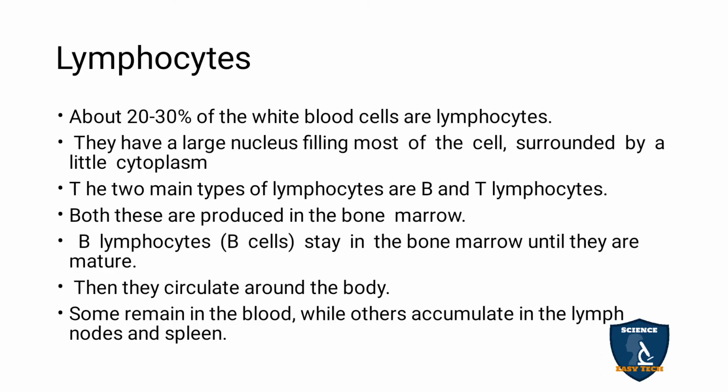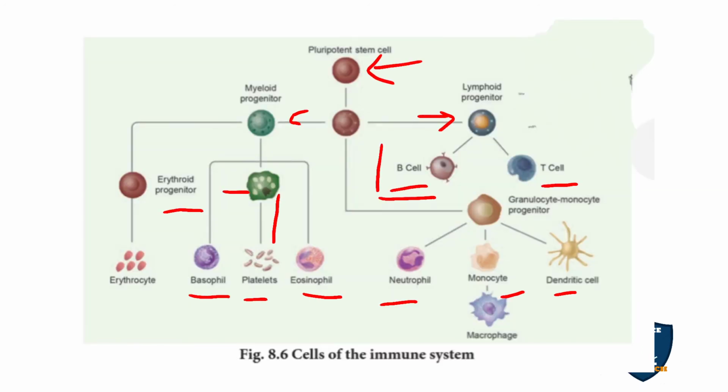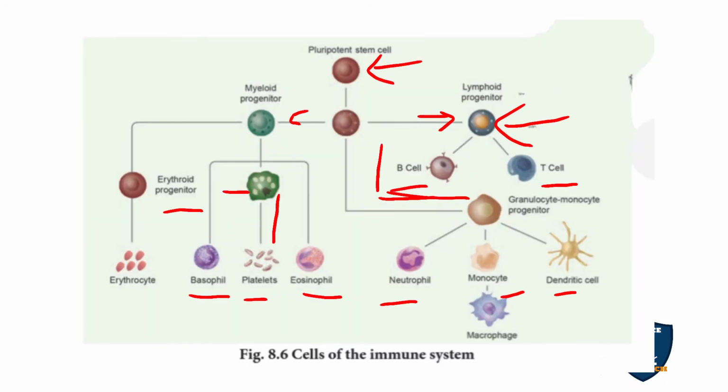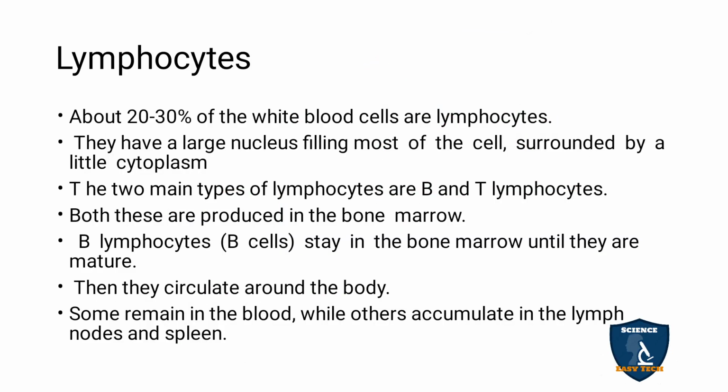And now we will see the lymphocytes. In WBC, the lymphocytes occupy 20 to 30%, and lymphocytes have a large nucleus and little cytoplasm. You can see here the lymphocyte with a large nucleus and little cytoplasm. There are two main types of lymphocytes: B cells and T cells.